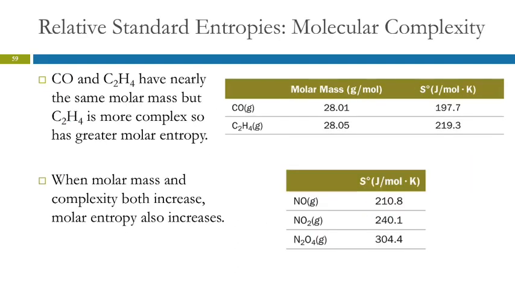Down below we have three compounds of the same two elements, nitrogen and oxygen: nitrogen monoxide, nitrogen dioxide, and dinitrogen tetroxide, and we see that the entropy is increasing. Here we've got molar mass increasing and molecular complexity increasing, so of course the molar entropy will also increase.